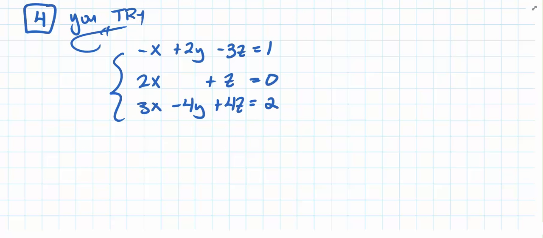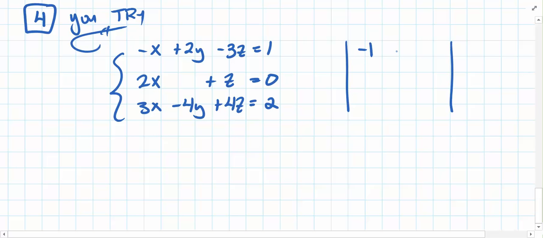Okay, so in your groups right now, take about the next 10 minutes and use Cramer's rule to solve this system of linear equations. So what's your first step going to be? The coefficient matrix, which would be what? Negative 1, 2, 0, 1. And then finally, 3, negative 4, and 4. That's your first step. Good.